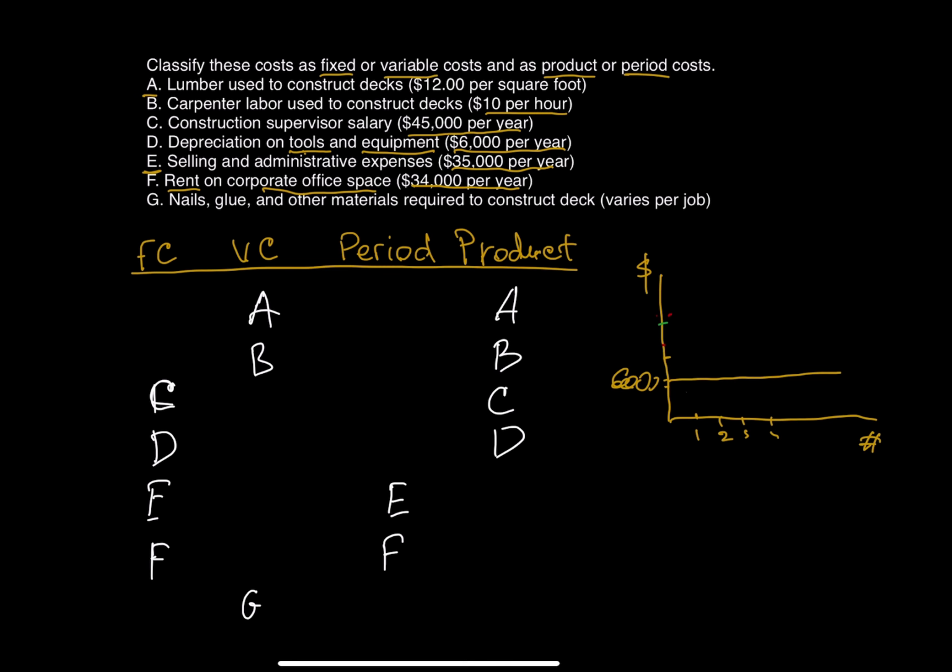Another thing is whether it's a period or product. Again, we use nails, glues, and other materials to produce our products, our units. And so in that case, we have to classify it as a product cost. We are going to incur the cost of nails and glues, and until it's sold, it's going to be classified as inventory as part of a finished good and/or work in process, whatever it is. And so we have to classify it as product.